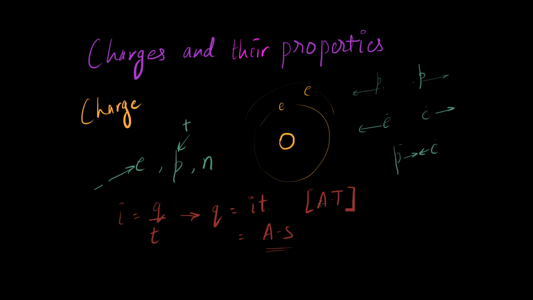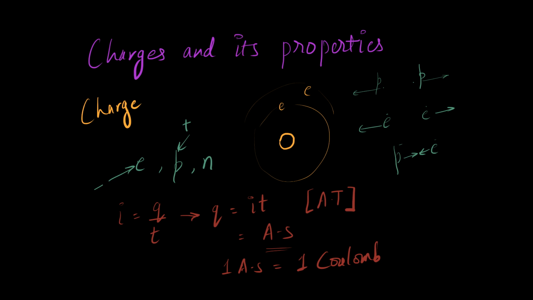Now this ampere second has a special name because this quantity charge is really very important. It is called coulomb. So 1 ampere second is equal to 1 coulomb. Now this coulomb comes from the name of the French scientist Augustin de Coulomb.